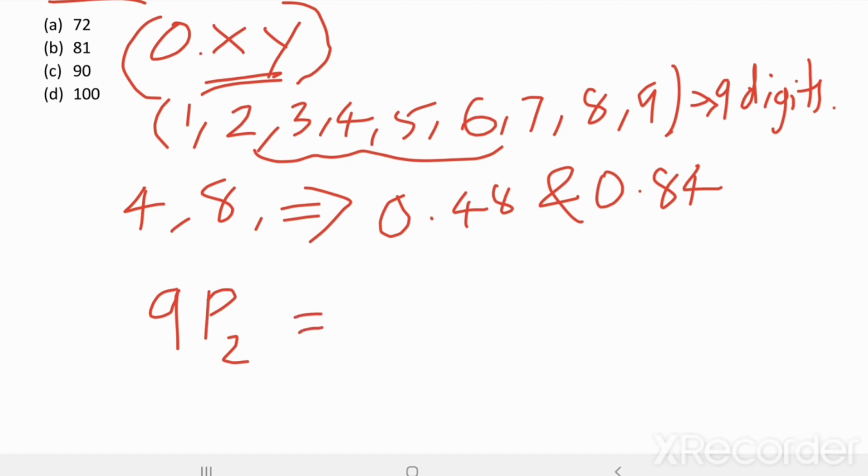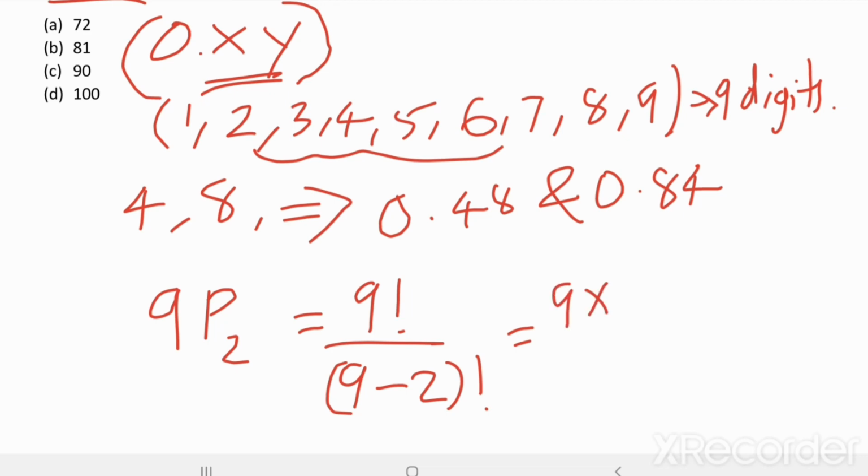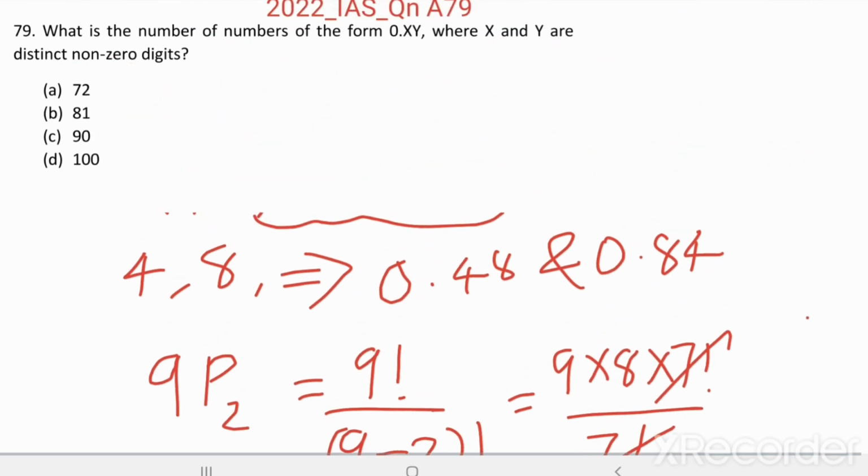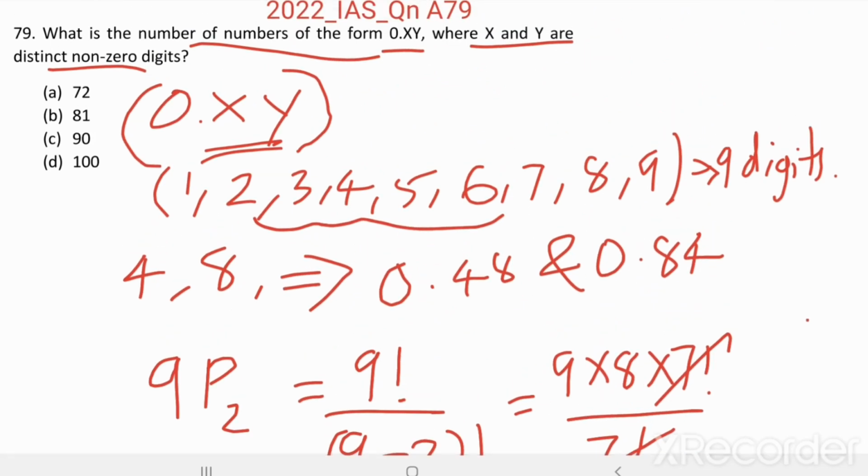So we get 9 factorial divided by 9 minus 2 factorial. 9 factorial equals 9 into 8 into 7 factorial, divided by 7 factorial. 7 factorial cancelled. Then 9 into 8 equals 72. There are 72 such numbers. Option A is the right answer.